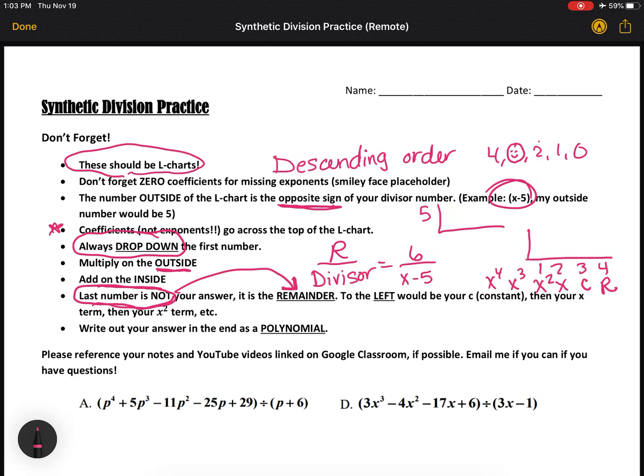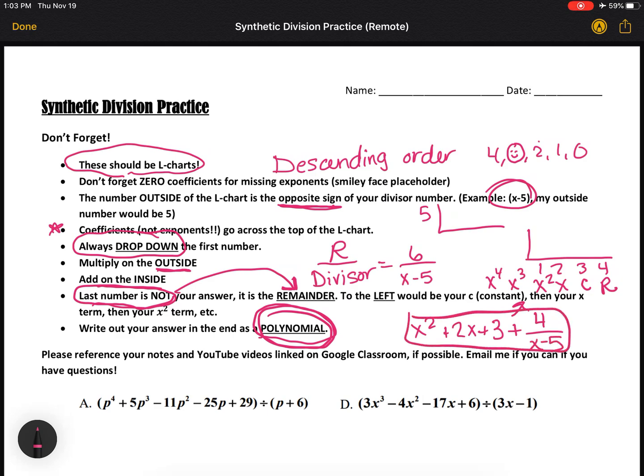Okay. Then, when we're done, make sure to write it out as a polynomial. We read it from top to bottom. So if I use that example up here, that'd be 1x squared plus 2x plus 3, and then plus 4 out of my remainder, and we'll say our divisor was x minus 5, okay? Make sure you write that out in the end. If you just leave those numbers underneath that synthetic L chart, that doesn't tell me anything. We're trying to make a polynomial out of these, okay?